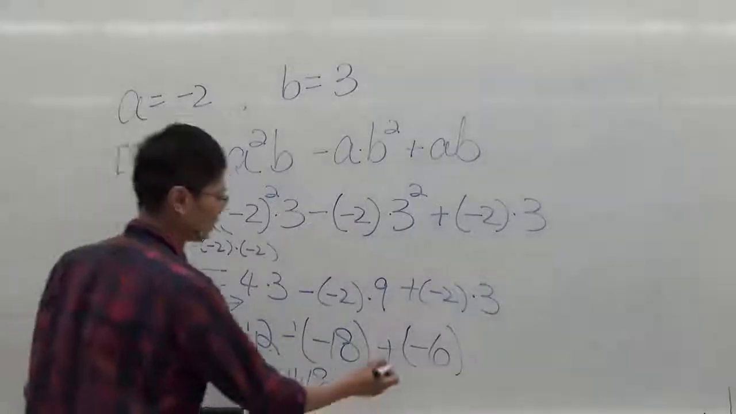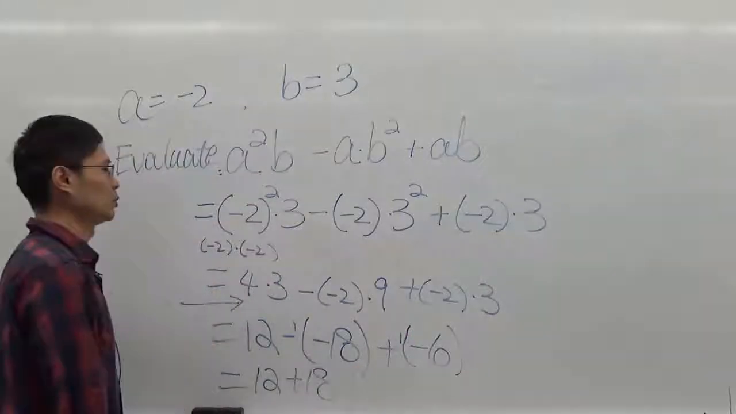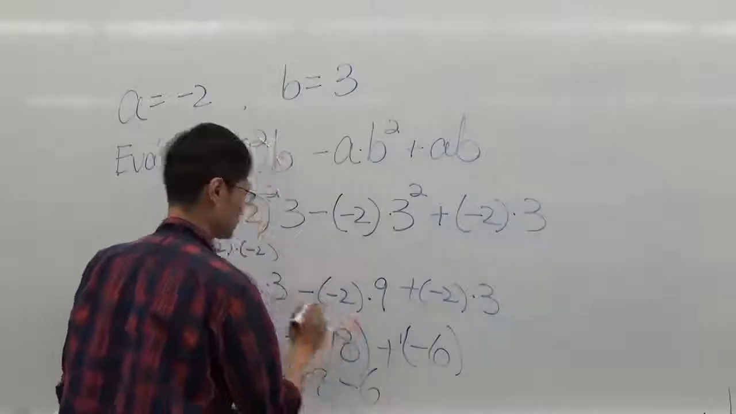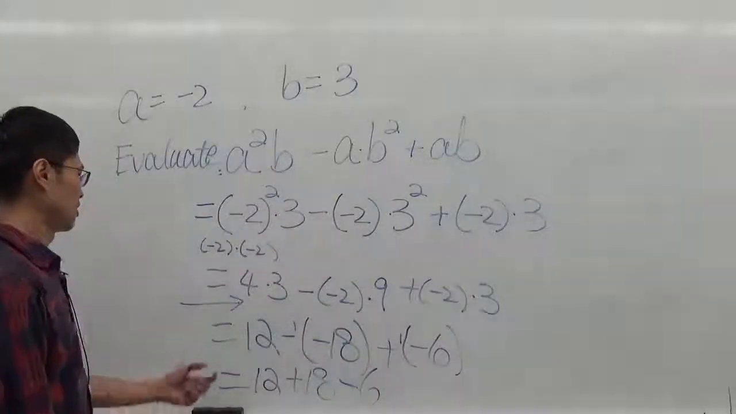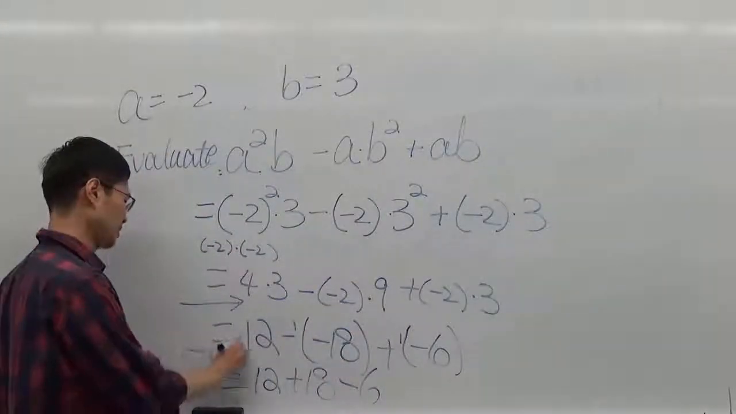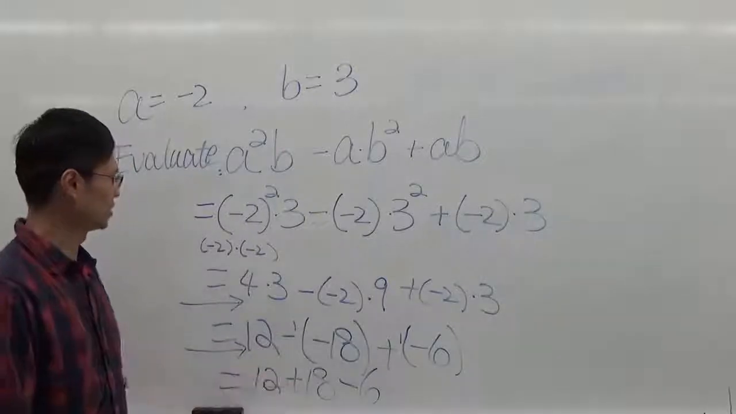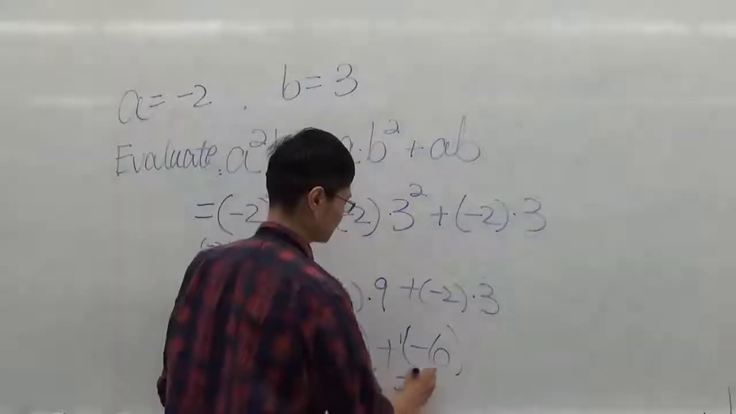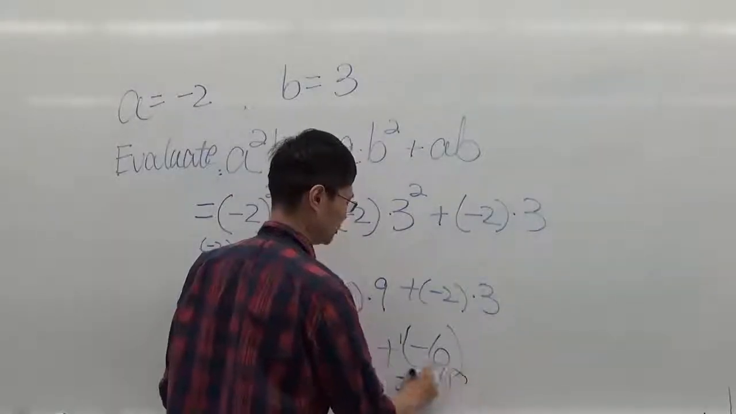The last one I have, I think there's a 1 right here. That's +1 times -6, which will be -6. Now I'm simply adding and subtracting from left to right. 12 plus 18 is 30. 30 minus 6 is 24. So our final answer is 24.